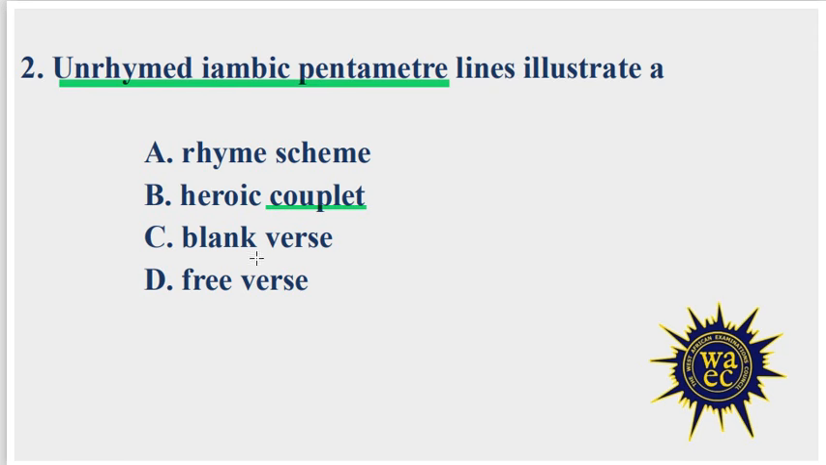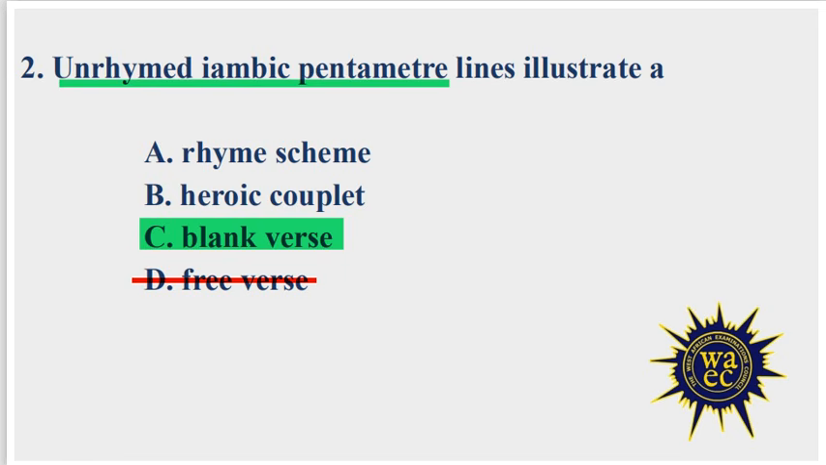Let's come to option C, blank verse. A blank verse is simply an unrhymed poem written in iambic pentameter. Can you see? Blank verse, unrhymed poem. So that's our correct option, blank verse. Option D, free verse. Free verse is used to describe a poem that does not adhere to any regular rhyming scheme or metrical pattern. When a poem does not follow any rhyming or metrical pattern, we say it is free verse. So it is not free verse. It is option C, blank verse. A blank verse is a poem written in unrhymed iambic pentameter.